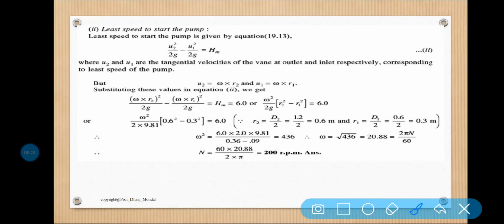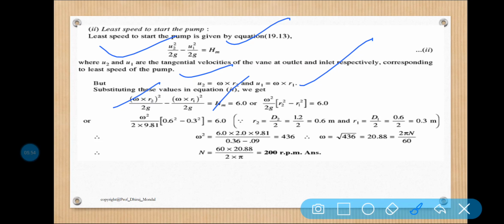Now come to the next part, that is the least speed to run the pump. What should be the least speed? You know that the condition is vortex flow, the pressure rise difference is equal to Hm. So U2 square by 2g minus U1 square by 2g is equal to Hm. Clear? Now U2 is equal to omega R2 and U1 is equal to omega R1. So put in the values of omega R1 and R2, and Hm is already given as 6 meter.